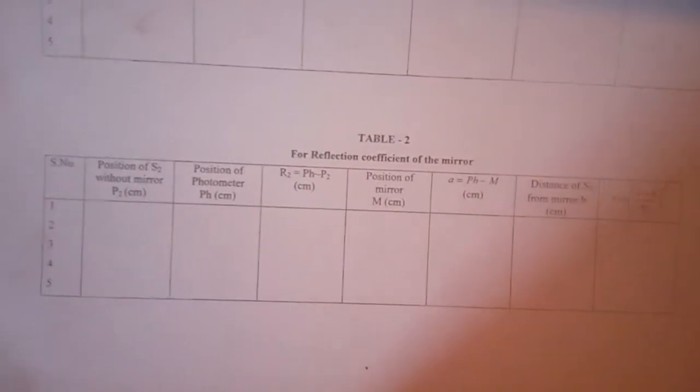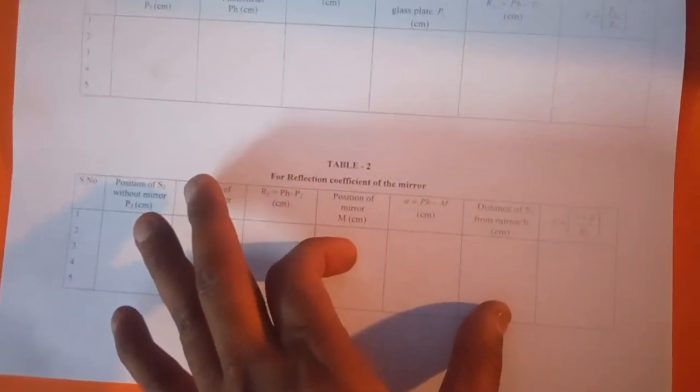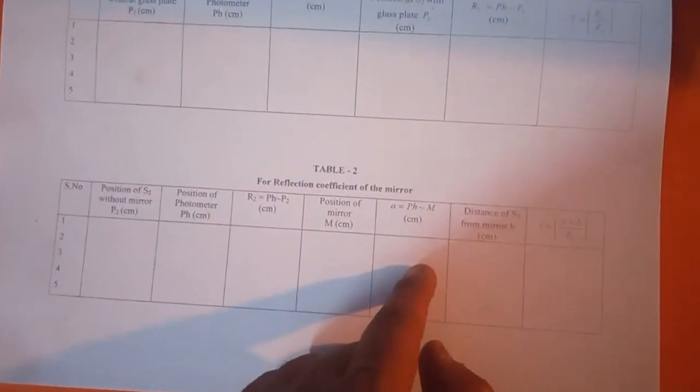Okay, now the next part is the reflection coefficient measurement. As you could see, the first half of the table is the same. What you could do, I would suggest, well, that's going to be a little bit tricky, but anyway, you could do that as well. What you need to do basically is follow the readings of this first part. They are going to be identical over here as well, because this is R2. Now you need to record the position of M, the mirror, and take the difference of photometer minus mirror. That will give you B.